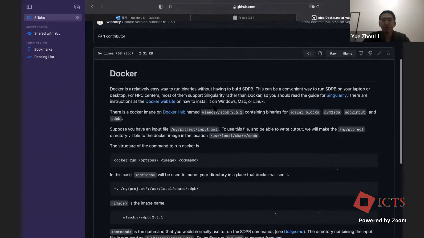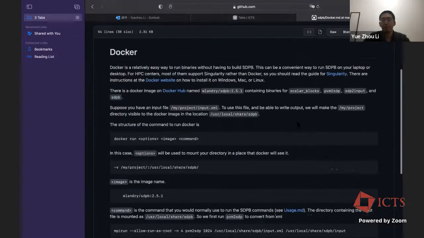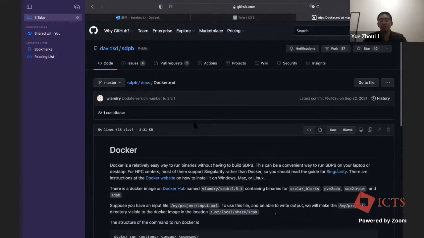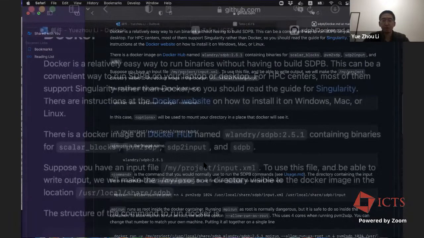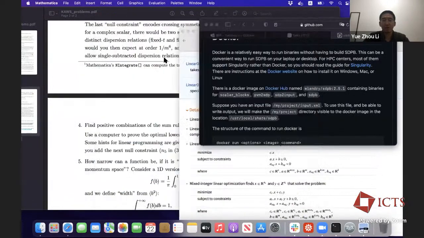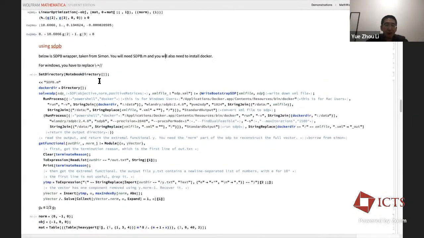We download Docker. As you download Docker, you can just run this command in your terminal and it will take the image of STPB from GitHub here. If you do so, you install Docker, and you can take stpb.m from that website again. As you do so, you may need this wrapper.